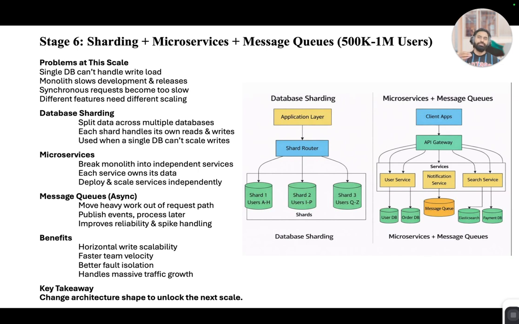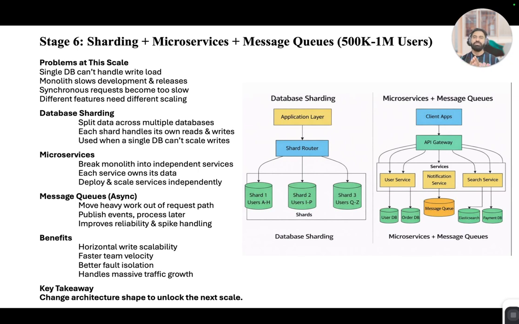So at 50,000 plus users, you start hitting a hard limit. Basically, the database cannot handle all the writes anymore, right? Deploying a small feature takes forever. Simple requests start taking seconds. One part of the app needs 10x more scale than the other. This is where advanced architecture begins.